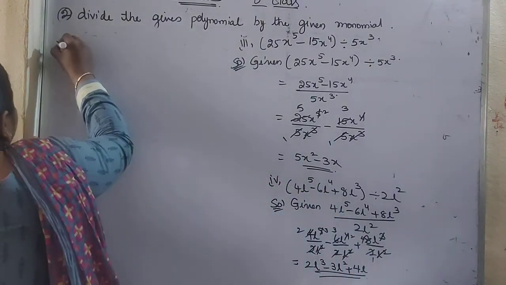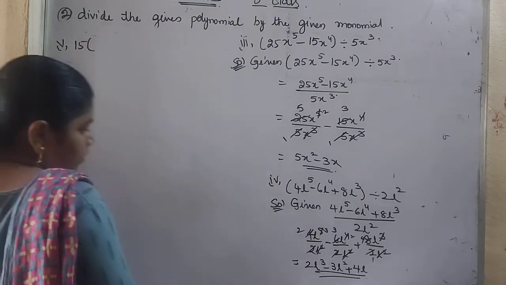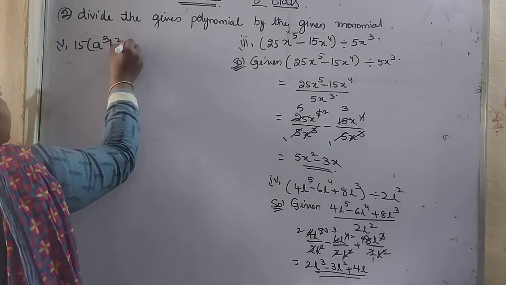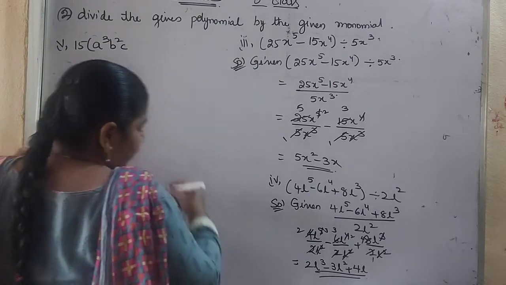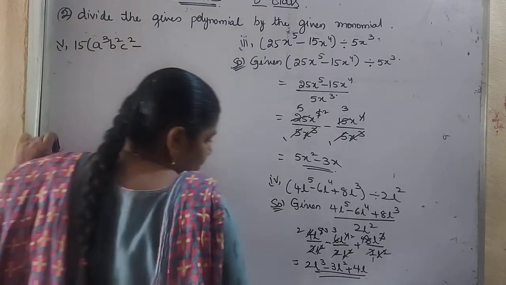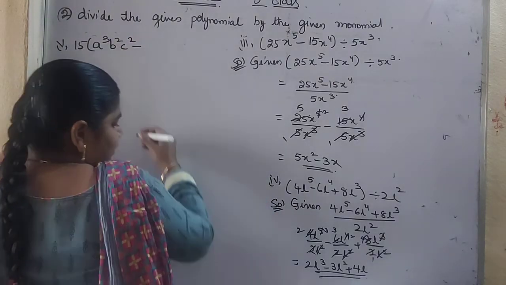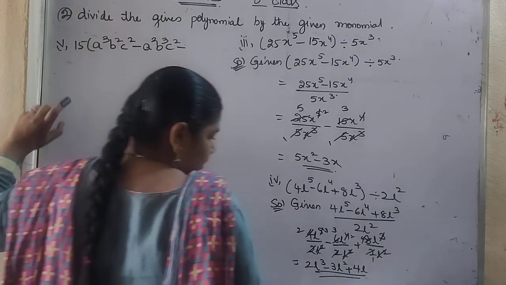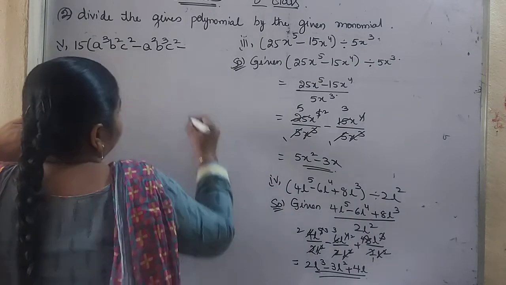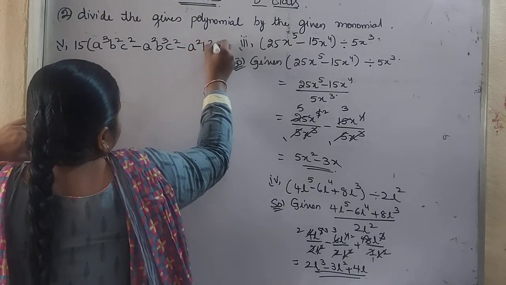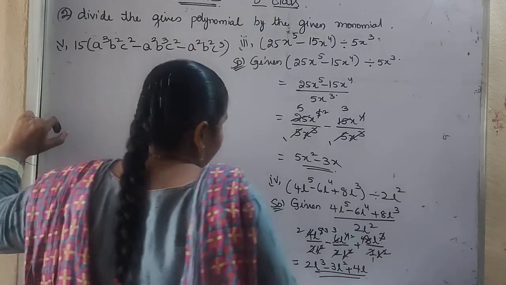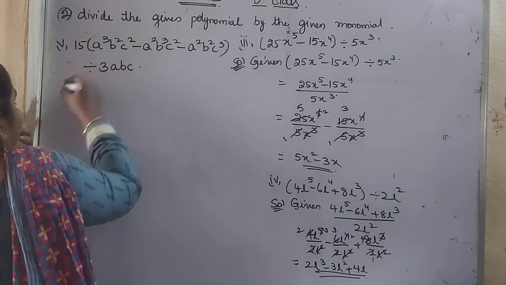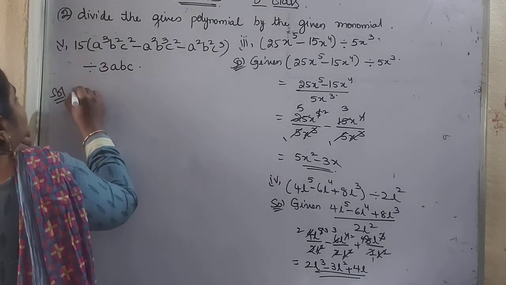So fifth question is 15a cube b square c square minus a square b cube c square minus a square b square c cube, divided by 3abc. So we have to divide these terms.